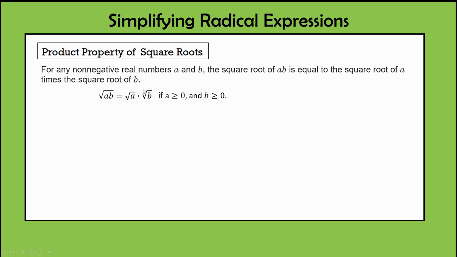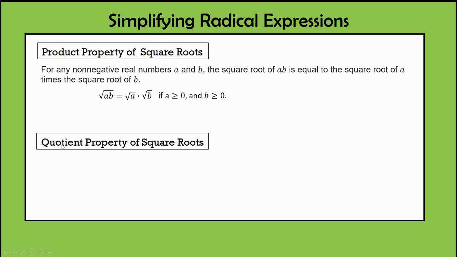What this will then allow us to do is, by breaking these into two separate radicals, simplify them separately. Or we could start with this product and work our way this direction and take the square root of a times the square root of b and think of it as the square root of a times b. We will use this technique today as we start to simplify these radical expressions.